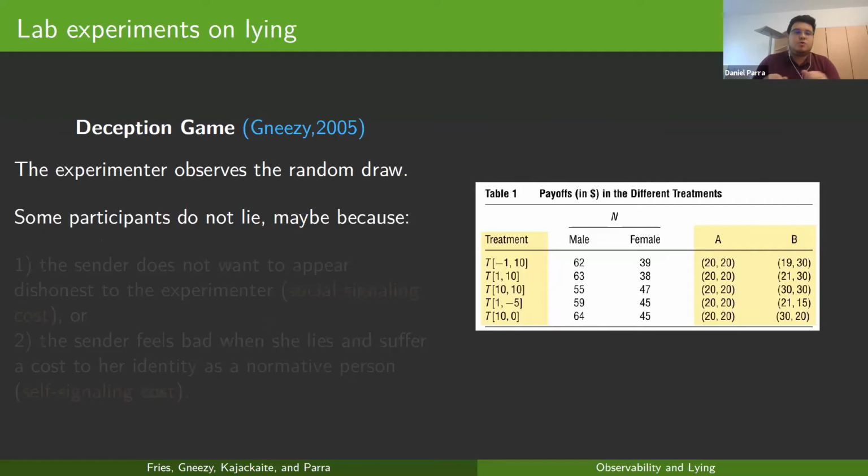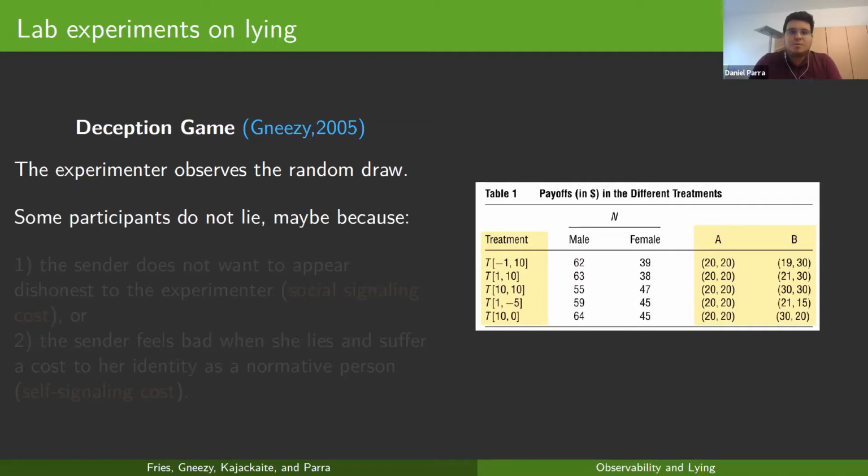I want to show you two main paradigms for studying lying in the lab. Sorry if I'm just repeating something that you already know. I will be quick, but I want to make a point here, I promise.